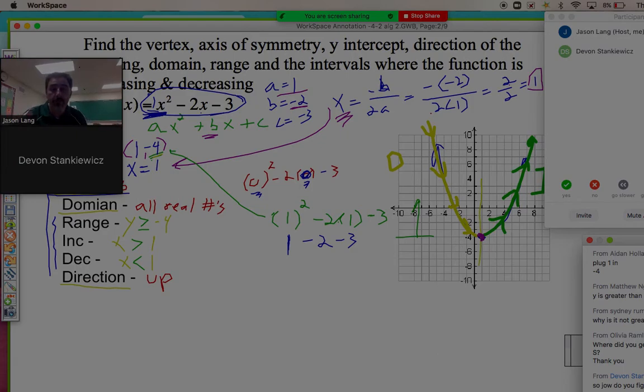All right, Devin, so if you look at the graph, it's going to be based on the y value of your vertex. If your graph opens up, it's going to be y is greater than or equal to that y value of your vertex. If the graph opens down, it's going to be y is less than or equal to that y value of your vertex. It's just looking at the picture. There's not math behind it. You have to pick your y value and decide if you want the numbers above it or below it. Does that help?